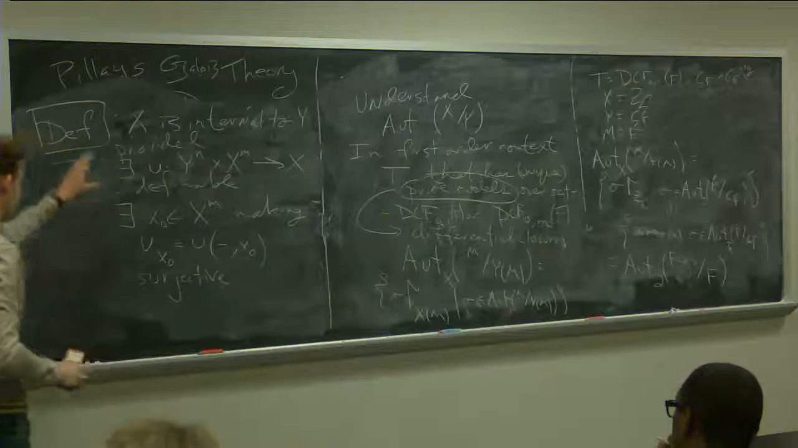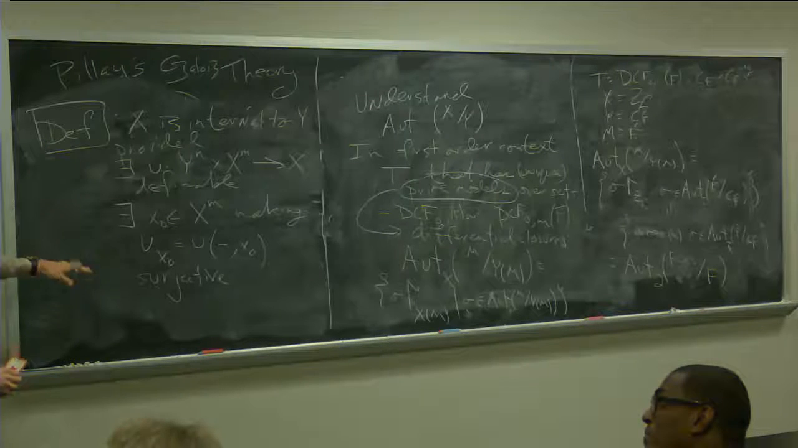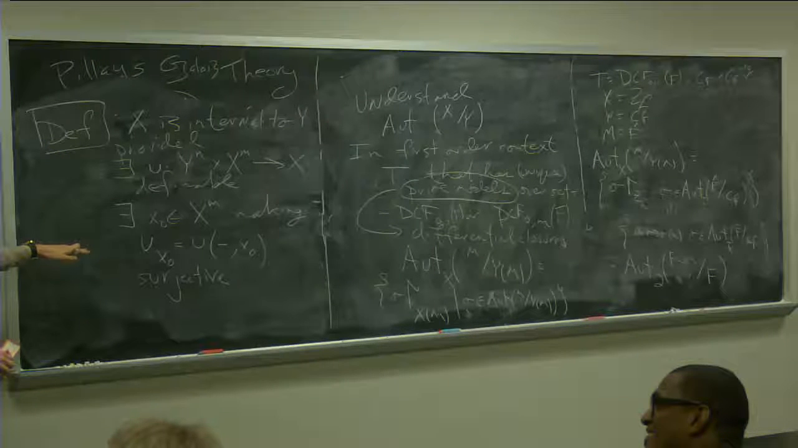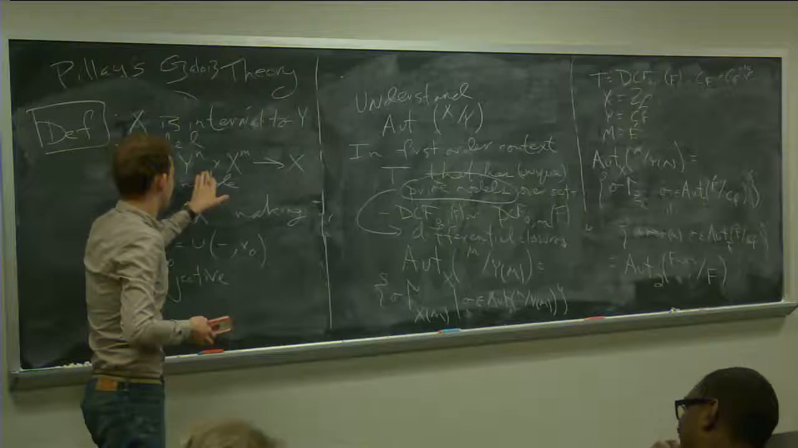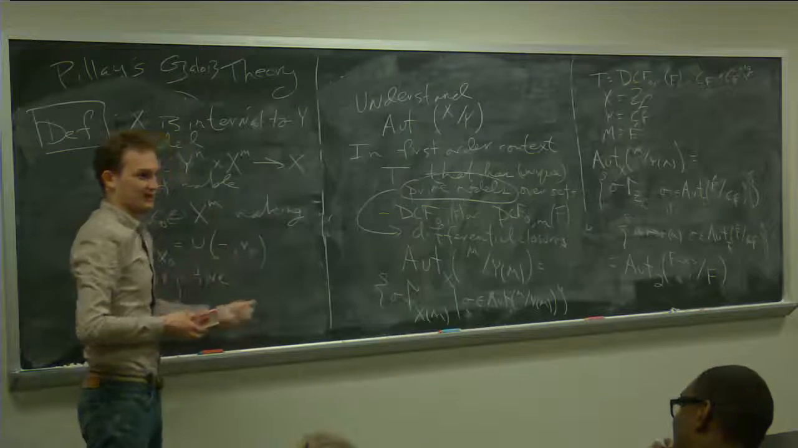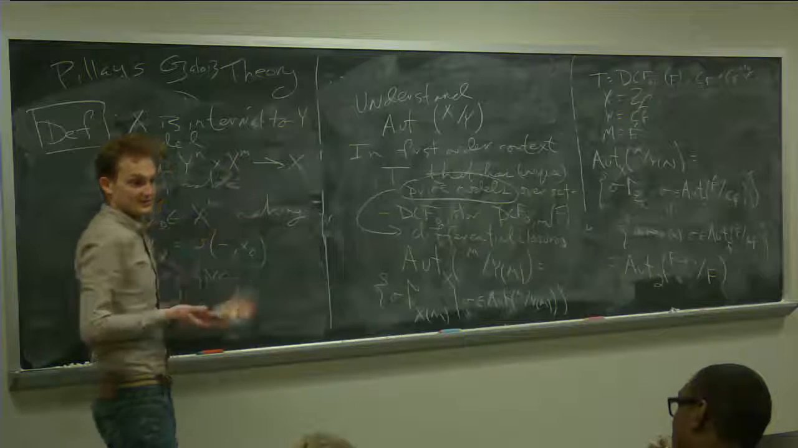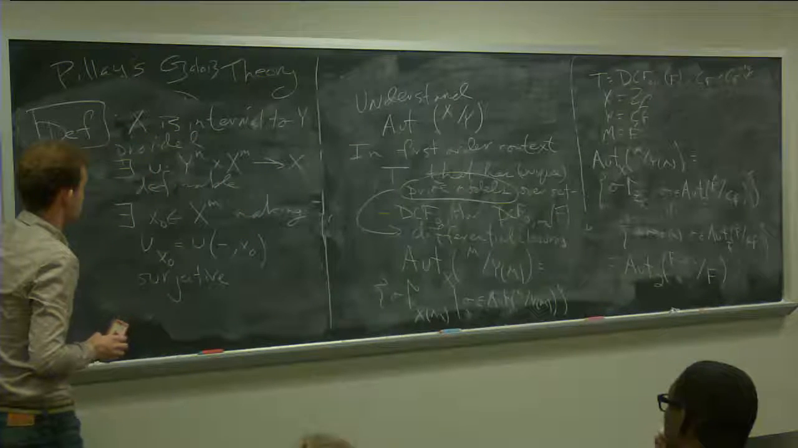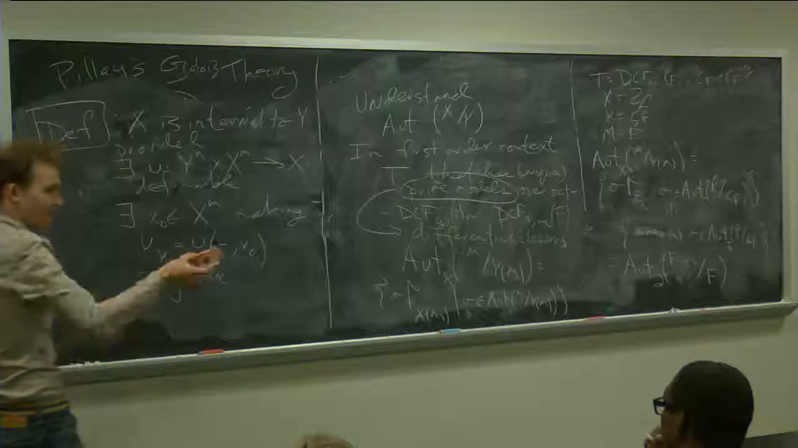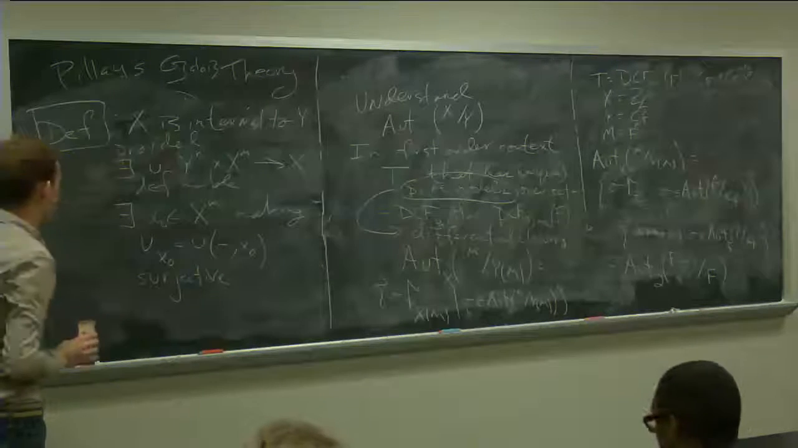So this is a reasonably weak definition of internality. Basically, it's just that you have some parameterization of x in terms of y, perhaps depending on some point in x. Well, it's not really parameterization because it's multiple to one. It's just surjective. Ah, sure, a covering then, yeah.